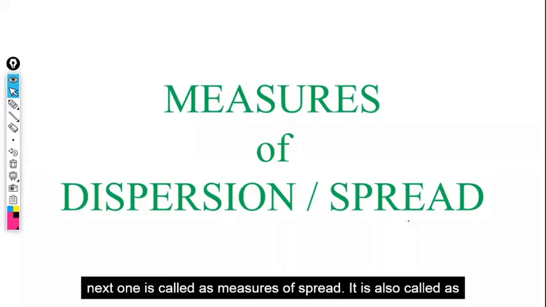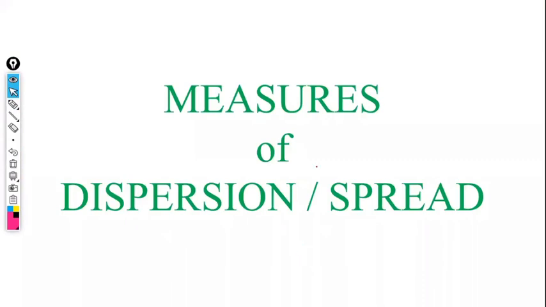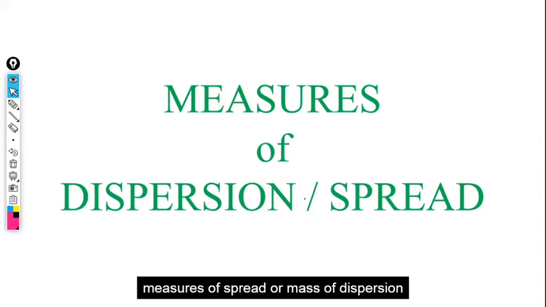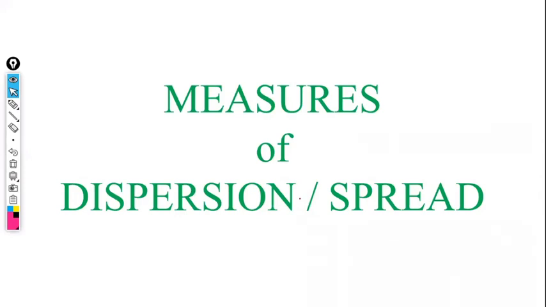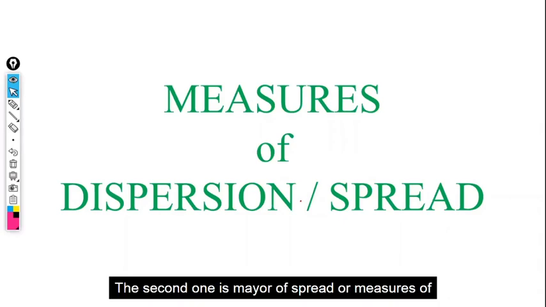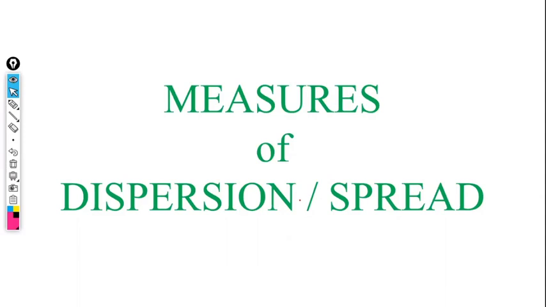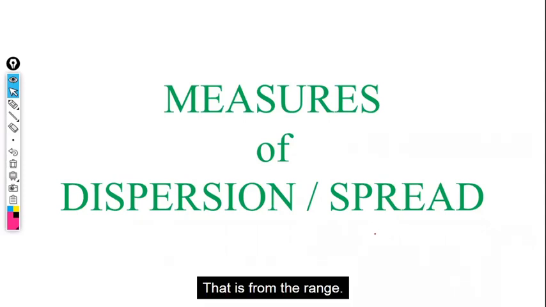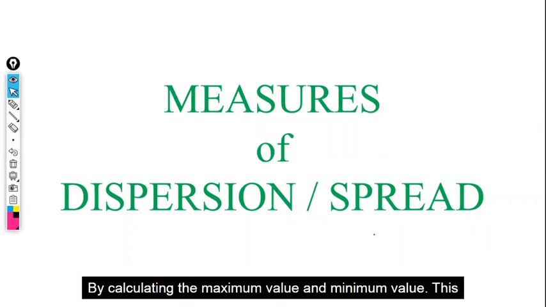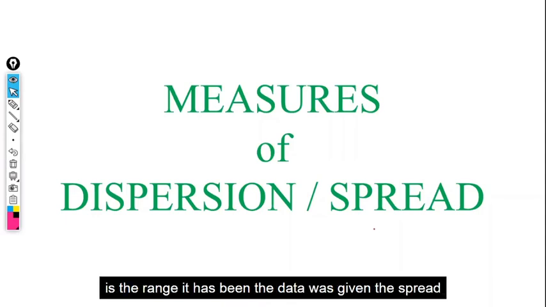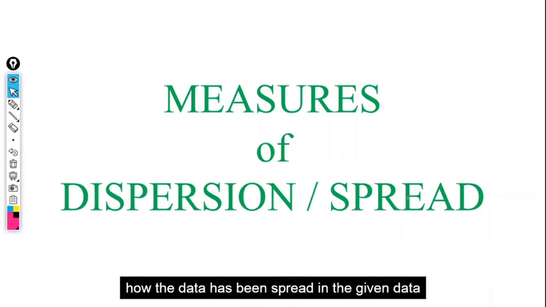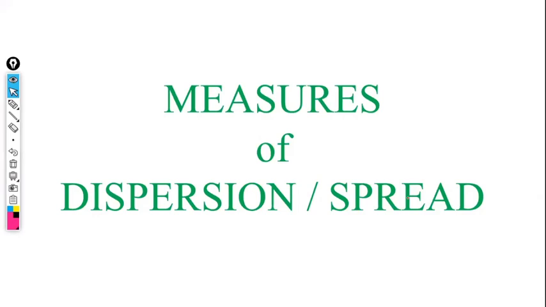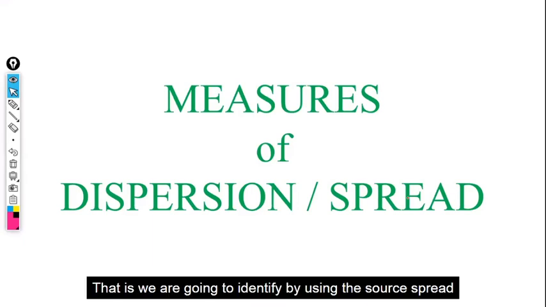Now, the next one is called measures of spread. It is also called measures of dispersion. The second one is measures of spread or measures of dispersion. In this, we are going to check how the data has been distributed from the starting to ending, that is, from the range, by calculating the maximum value and minimum value. The spread, how the data has been spread in the given data set, we are going to identify by using the measures of spread.